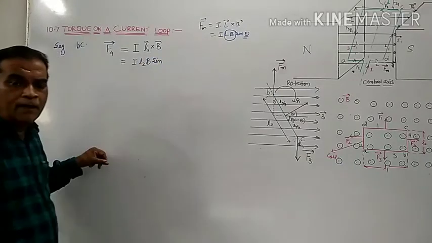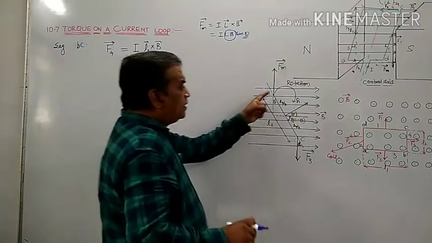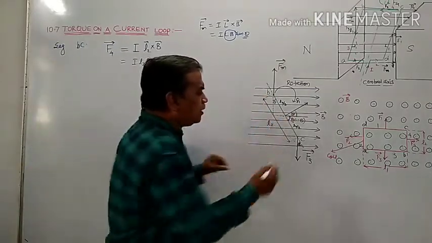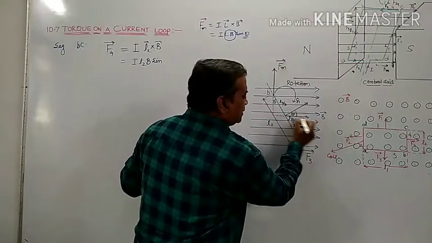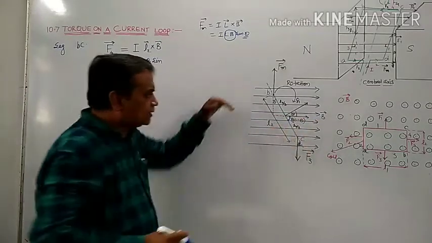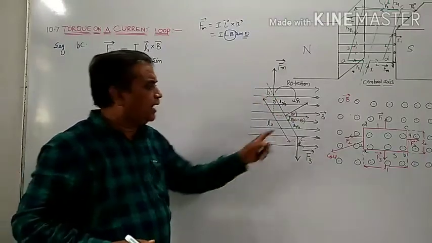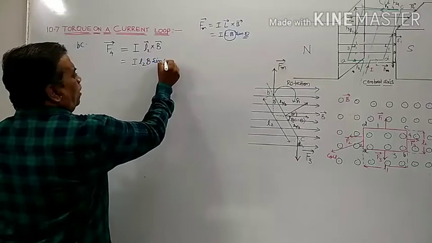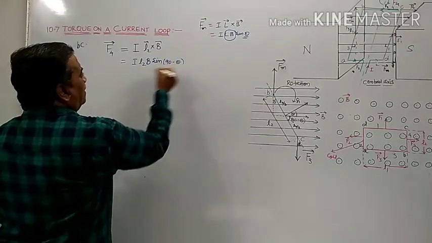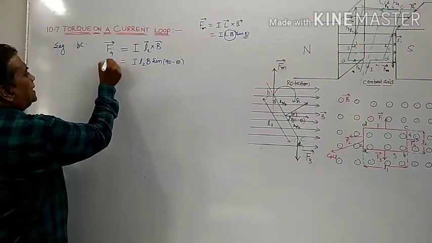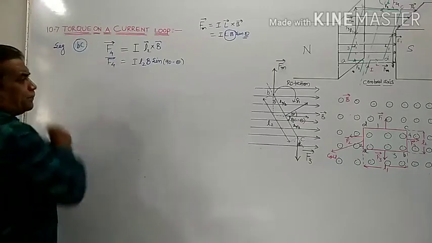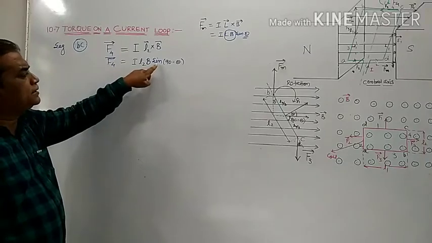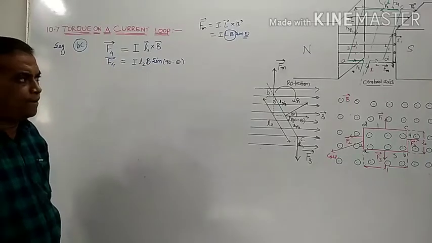So L2 cross vector B is equal to I L2 B sine of the angle between the length of segment BC and the direction of magnetic field. Here this is the direction of magnetic field and this is the length of segment BC, and that angle is 90 minus theta. So the force acting on segment BC is F4 equal to I L2 B sine of 90 minus theta.